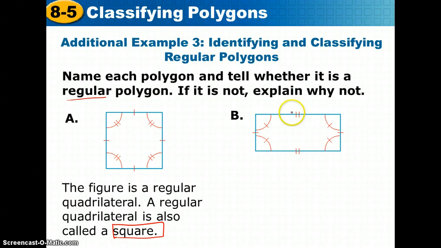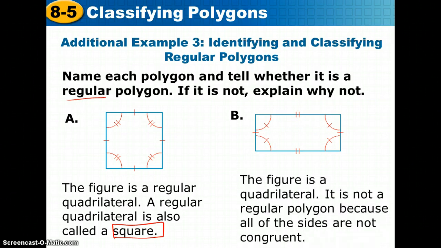Now this figure, we have 2 slashes with 2 slashes, so they're congruent. We have 1 slash with 1 slash, so they're congruent, but they're not congruent all 4 sides. That's going to be a problem. So this is a quadrilateral. It is not regular because not all sides are congruent.